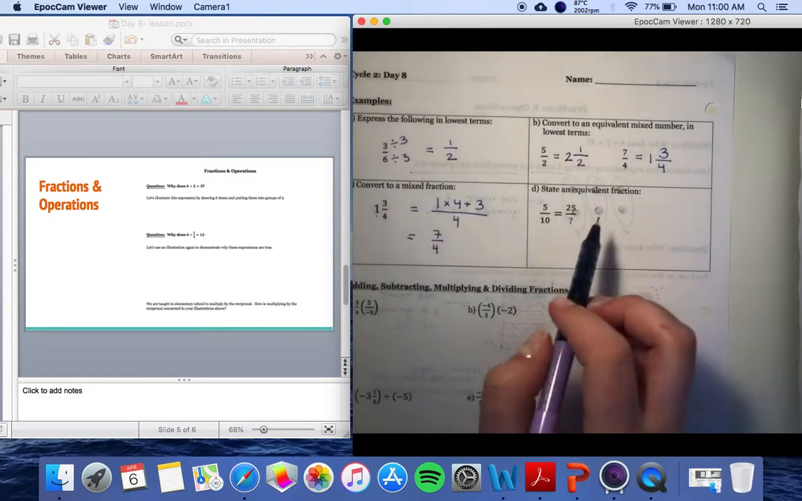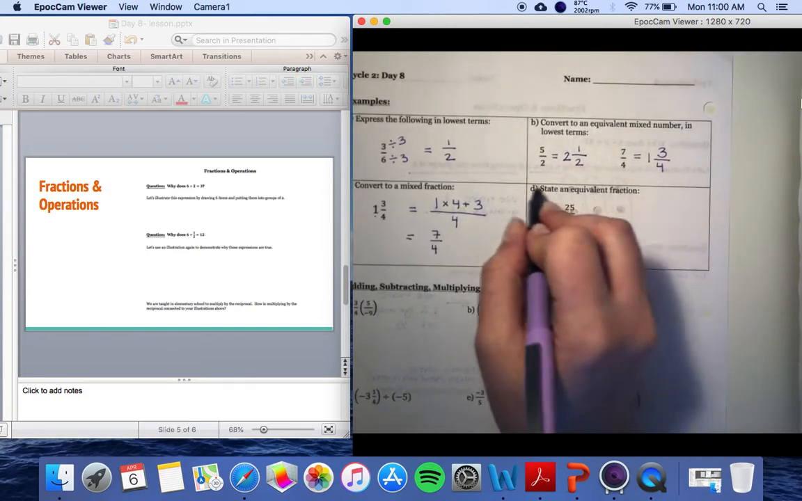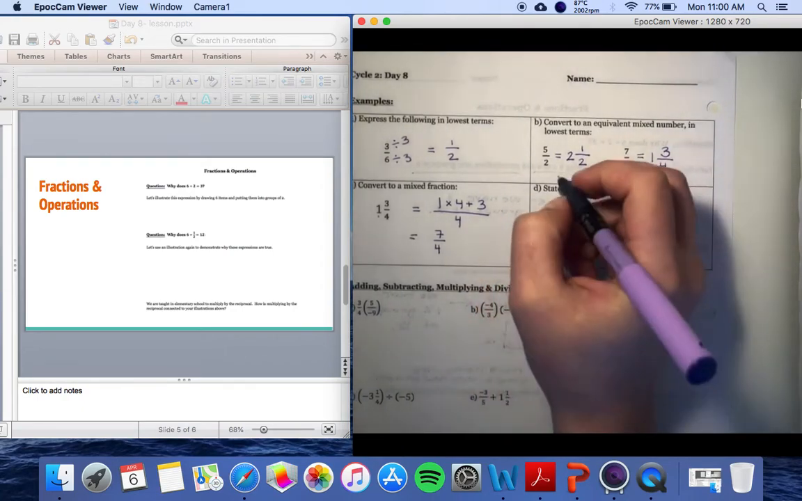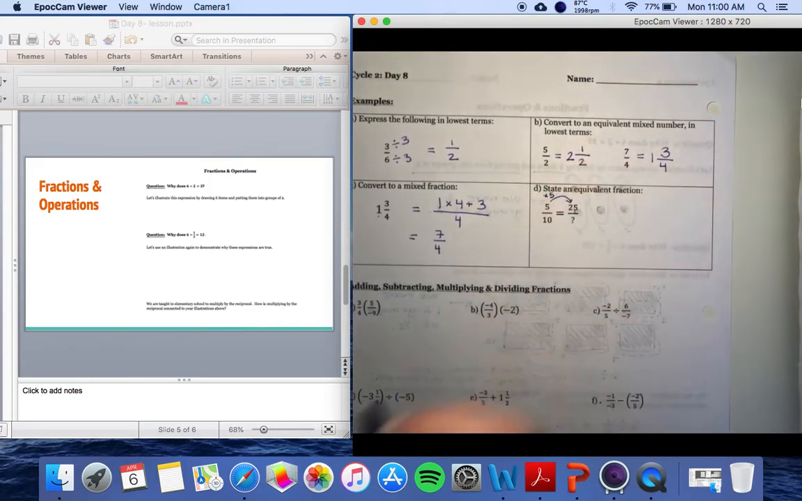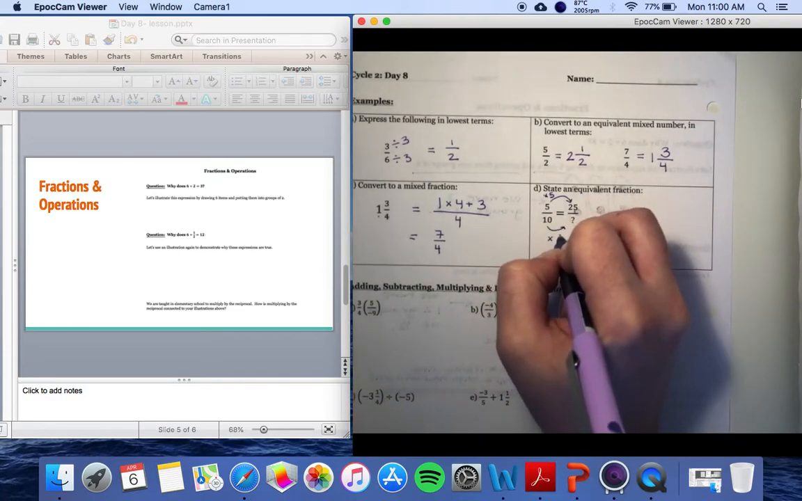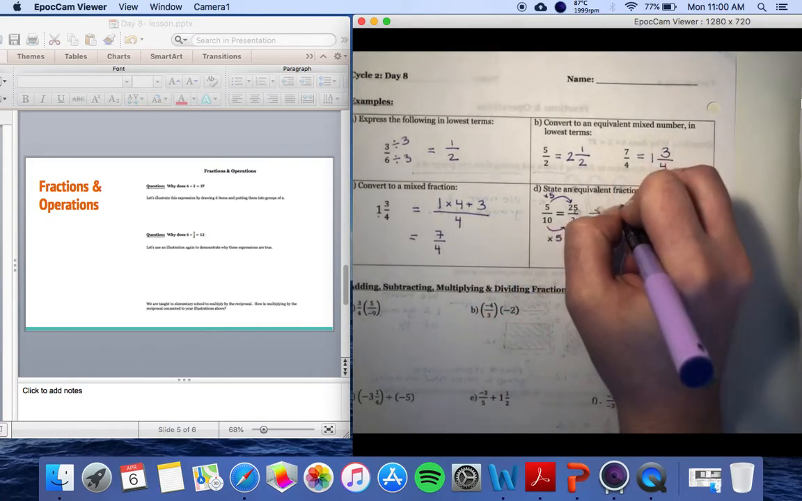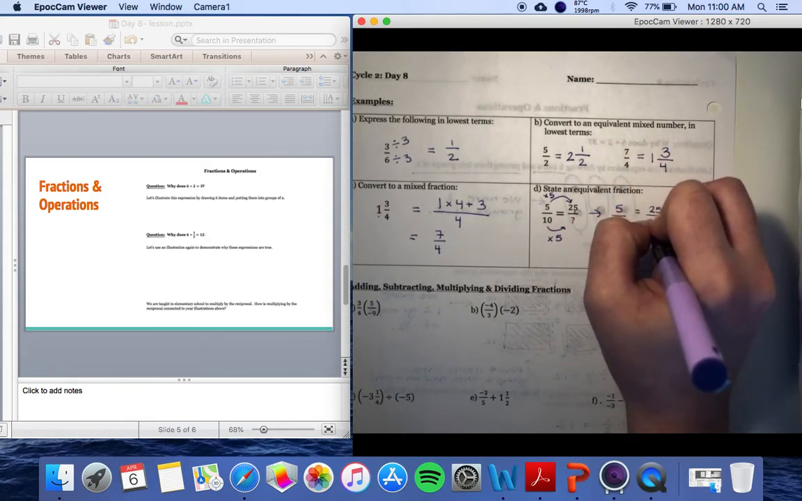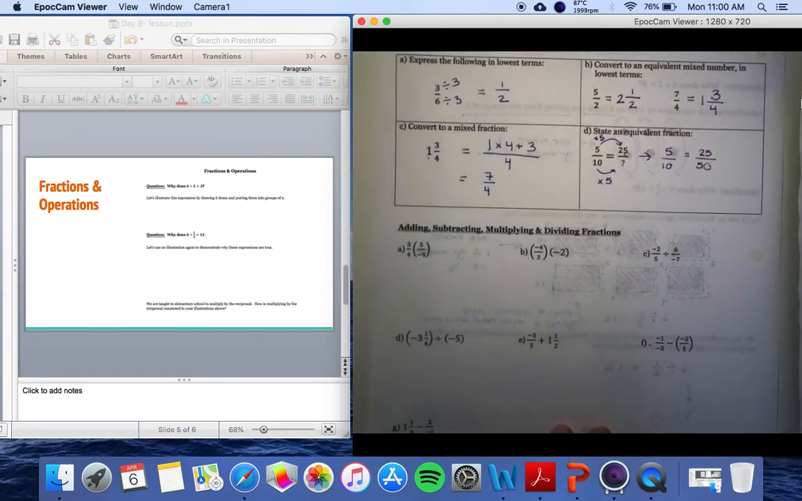And the very last one, if I want to state an equivalent fraction. This is very similar to proportions from the Friday, I think, before March break. How do I get from 5 to 25? Well, it's simple. All we do is multiply by 5. What I do to the top of a fraction, I have to do to the bottom. So that means I also need to multiply 10 by 5. Therefore, 5 over 10 is going to equal 25 over 50, because 10 times 5 leaves us with 50.